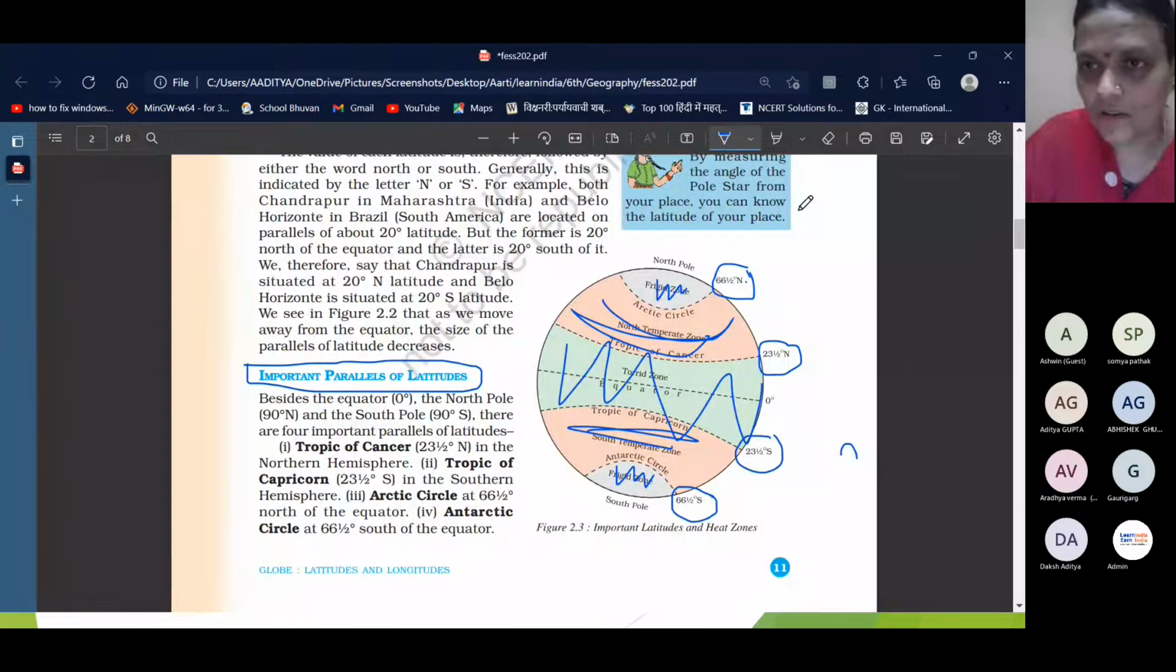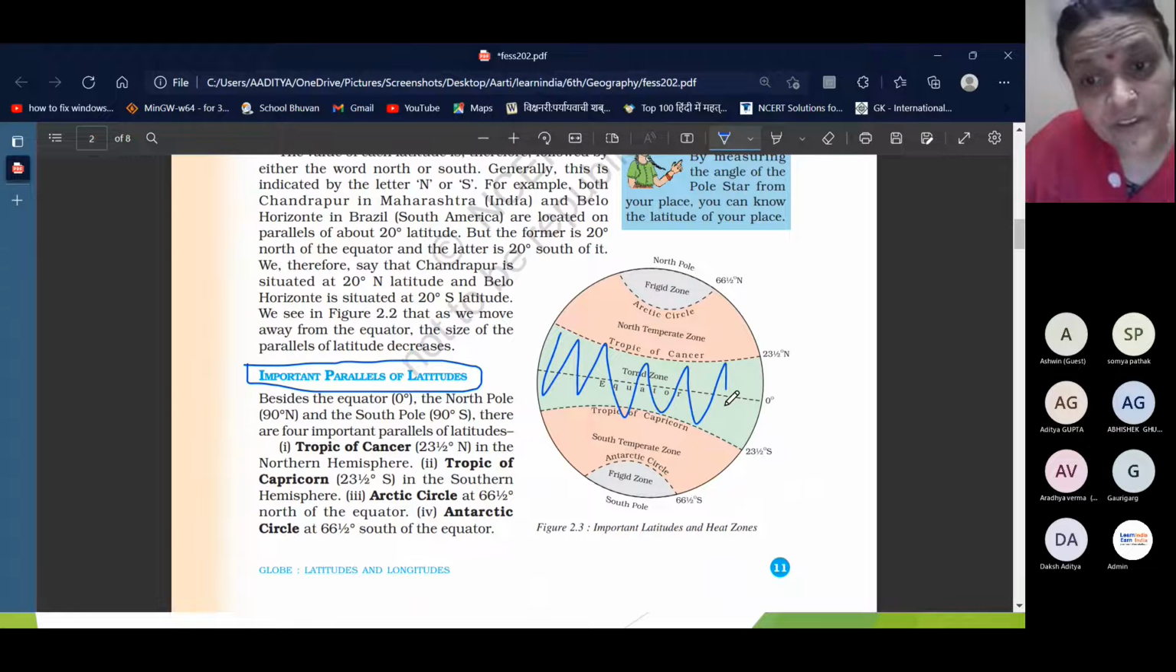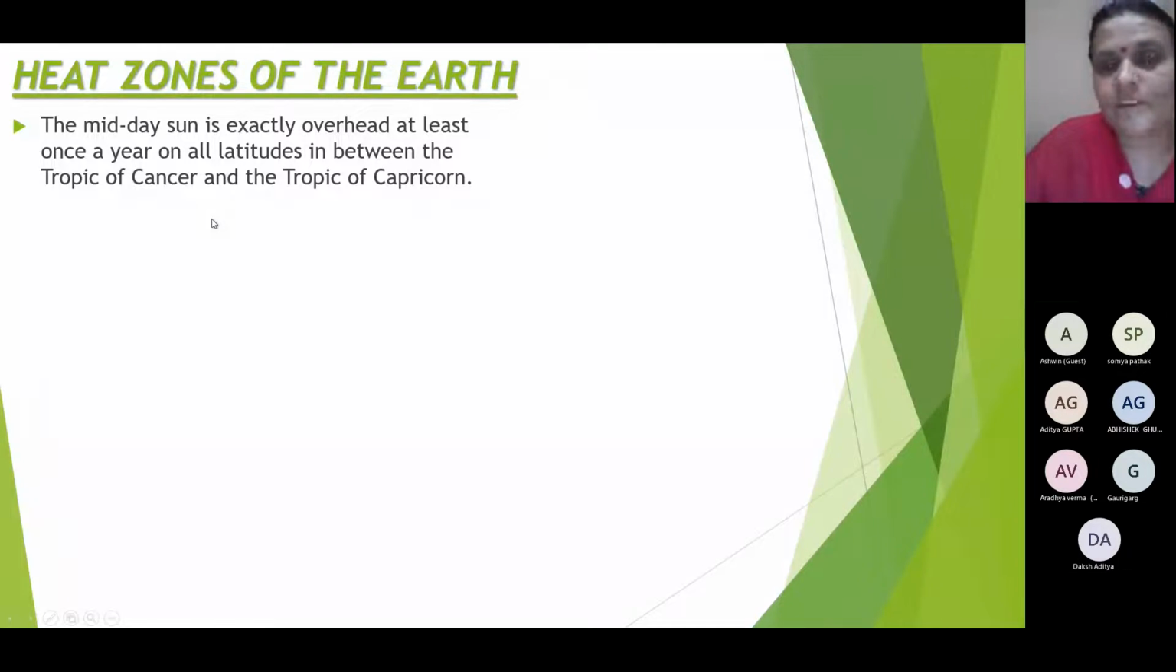This is the globe. So many countries will fall under this, right? Between this zone, many countries will fall, right? So definitely, whatever the lines here, whatever countries fall, definitely one year or the other they are going to have midday sun, in the sense 12 to 1. The sun rays are going to be completely overhead. Okay, so that is going to produce a lot of heat.